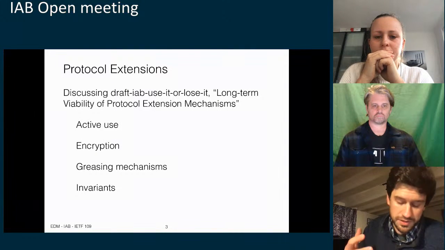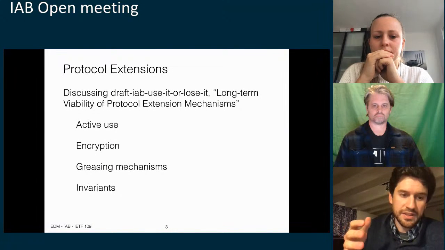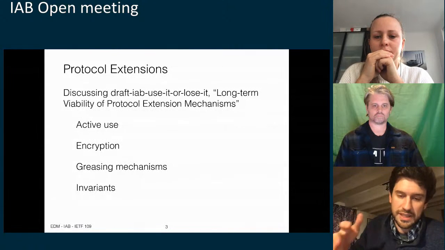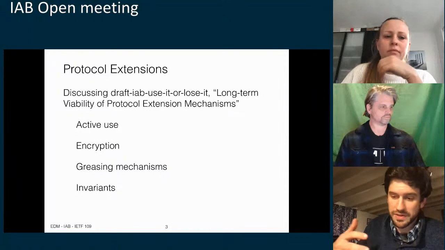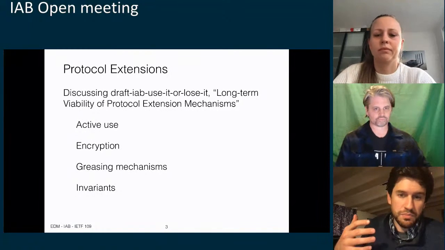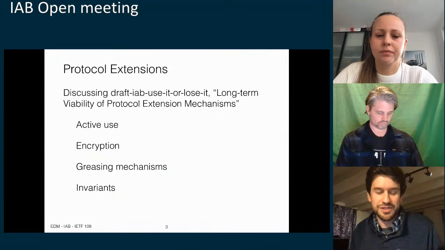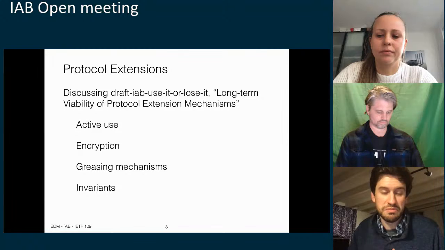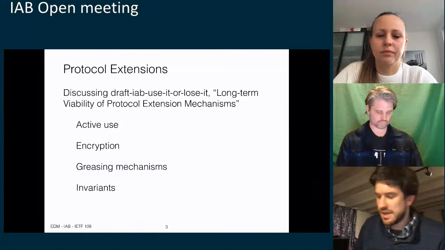And it has a lot of good discussion around different examples of protocols that have succeeded or failed, and the strategies that we are seeing come out to successfully avoid protocols ossifying to the point that you cannot actually use some of the extension points you designed in the protocol. The main things it focuses on are active use, which is, you just want to use the protocol extension mechanisms that you have. That's the best way to ensure that you will be able to use them going forward. It talks about how you can encrypt that to make sure that fewer people can ossify. It discusses greasing mechanisms, and also talks about invariance.